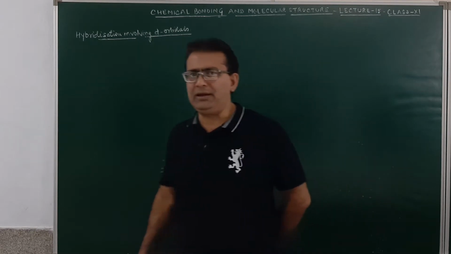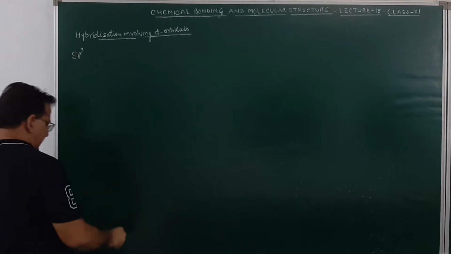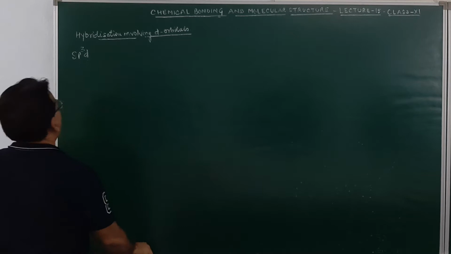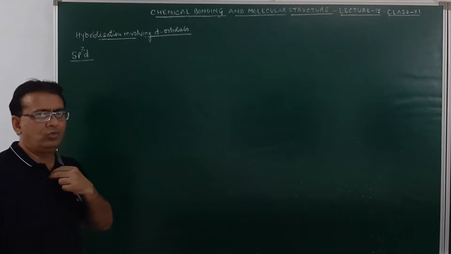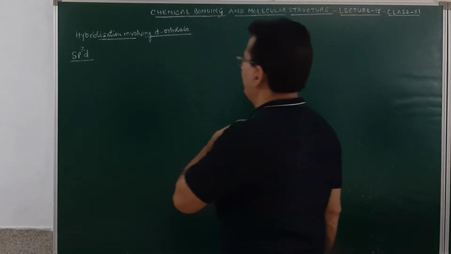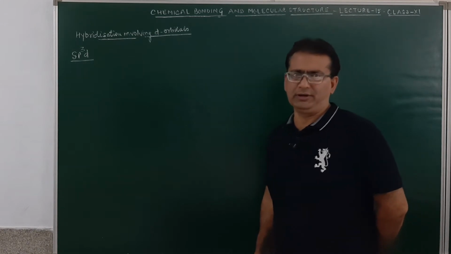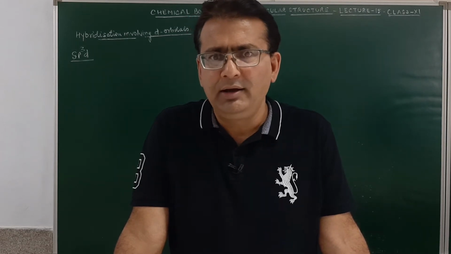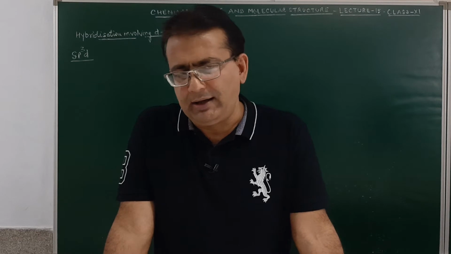First will be sp3d hybridization. Student, sp3d hybridization occurs when 1s, 3p and 1d orbital mix together to form 5 sp3d hybrid orbitals, which will orient themselves so as to adopt a trigonal bipyramidal geometry with a bond angle of 120 degree and 90 degree.